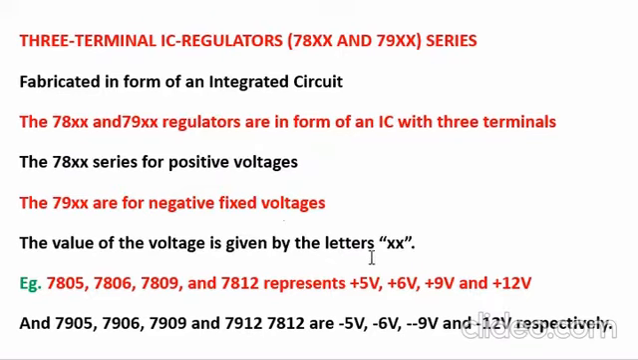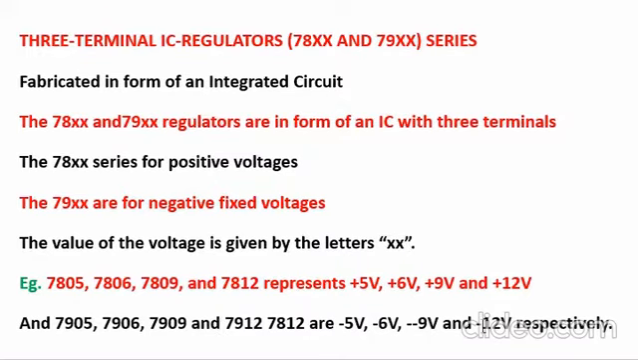For instance, if you have 7805, it means it will give you positive 5 volt. 7806 will give you positive 6 volt. 7809 will give you positive 9 volt, and 7812 will give you positive 12 volt. Likewise, 7905, 06, 09, and the 12, they are the ones that will be giving you negative voltages respectively.